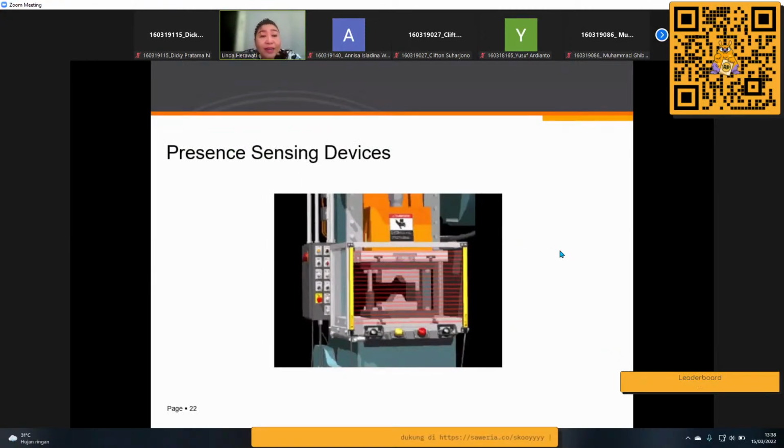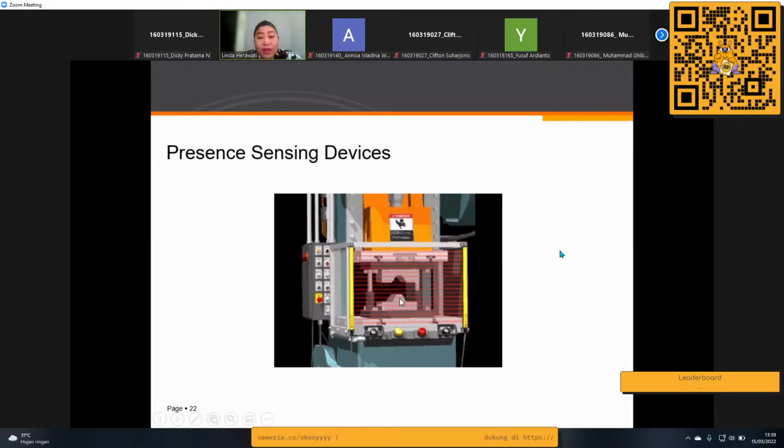The fourth one is the presence sensing devices. Maybe you can easily understand this one. For example, if you are in a food court and you go to wash your hand, sometimes you do not need to touch the tap. You just put your hand under the sensor, and the sensing device will recognize that there is a hand here, and the water will run out. It's just the same like this. So this is a sensing device.